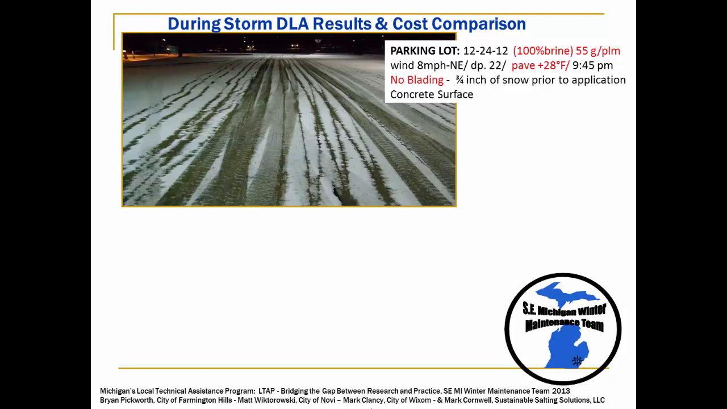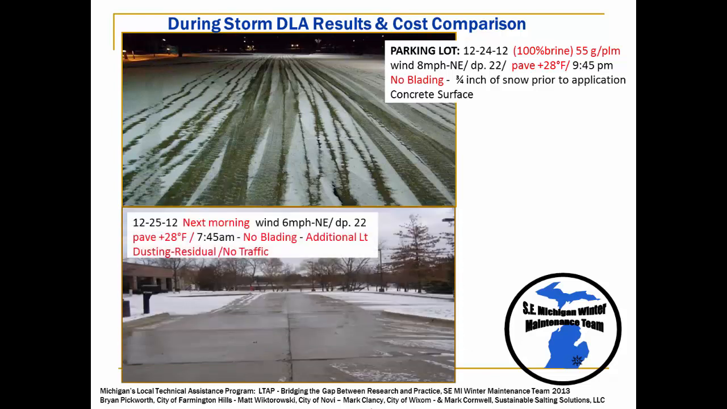The picture seen here is of a parking lot immediately after a post-treatment of 55 gallons per lane mile with a pavement temperature of 28 degrees Fahrenheit and an estimated 3/4 of an inch of snow. And this is the following morning with no traffic on the surface overnight.